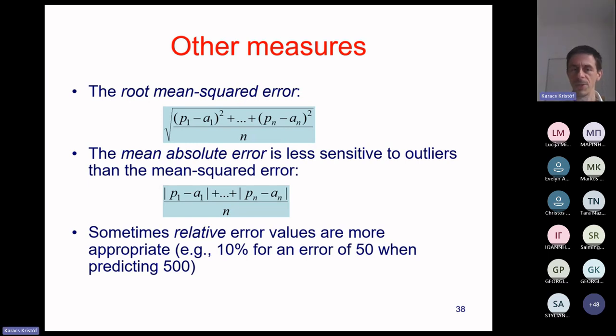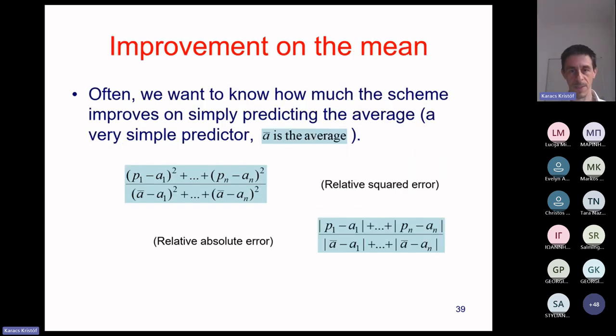And each of these variants can have a relative error variant, where we compare these errors to the mean values of the ground truth. And then the formulae are changed in a way that we divide by the sums of the differences, either the squared or the absolute differences from the mean values for the given data set.